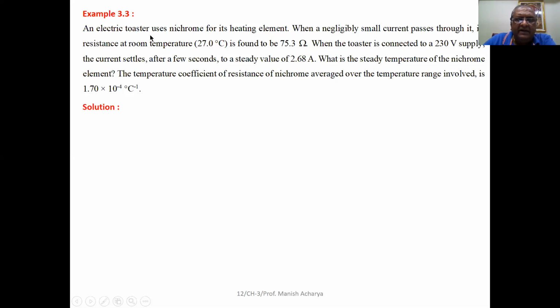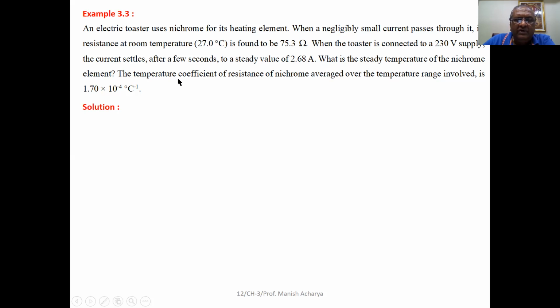3.3. An electric toaster uses nichrome for its heating element. When a negligibly small current passes through it, resistance at room temperature 27 degrees Celsius is found to be 75.3 ohm. When the toaster is connected to a 230 volt supply, the current settles after a few seconds to a steady value of 2.68 ampere. What is the steady temperature of the nichrome element?